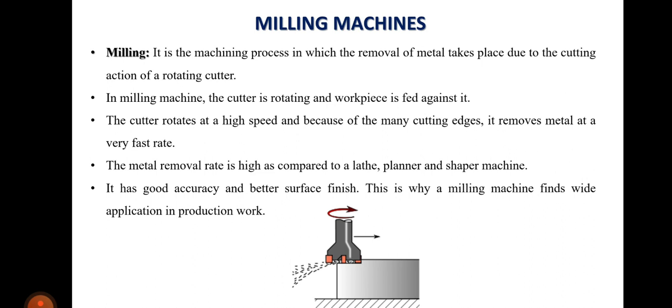Milling machine. Milling is a machining process in which the removal of material takes place due to the cutting action of a rotating cutter. In a milling machine, the cutter is rotating and the workpiece is fed against it. The cutter rotates at high speed and because of many cutting edges, it removes metal at a very fast rate. The metal removal rate is high compared to lathe, planer and shaper machines. It has good accuracy and better surface finish. This is why a milling machine finds wide application in production work.